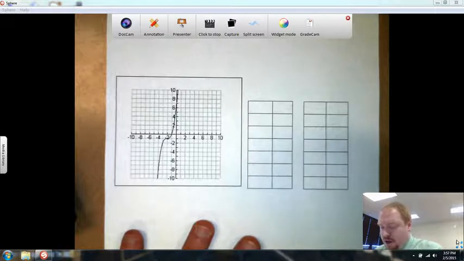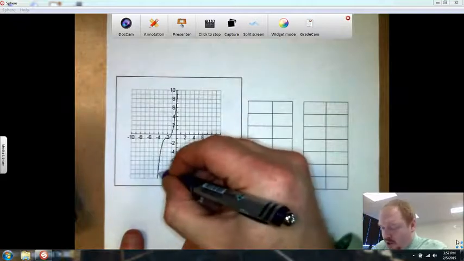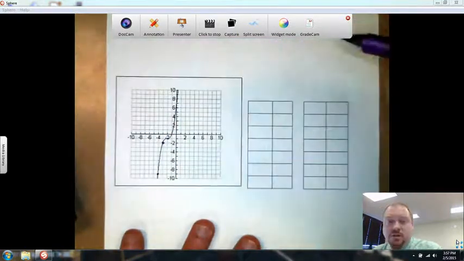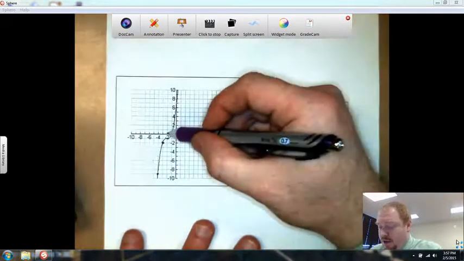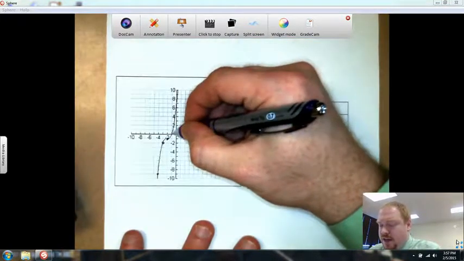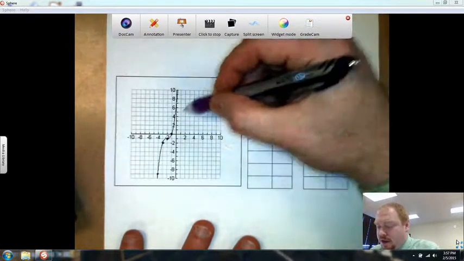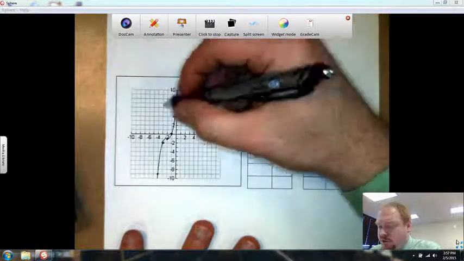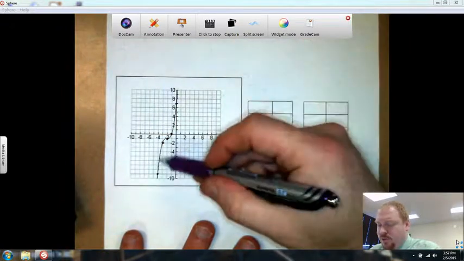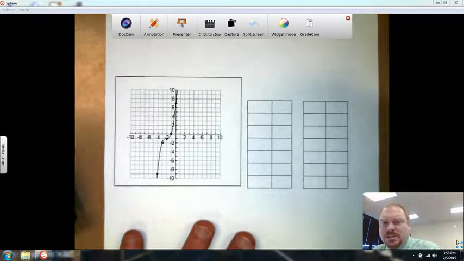I'm going to use (-4, -9) here, and by the way, as long as I'm close, this is going to work out fine. (-3, -2), (-2, -1), (-1, 0), and then (0, 7). So that gives me 5 points. That's going to be good enough for our purposes here.